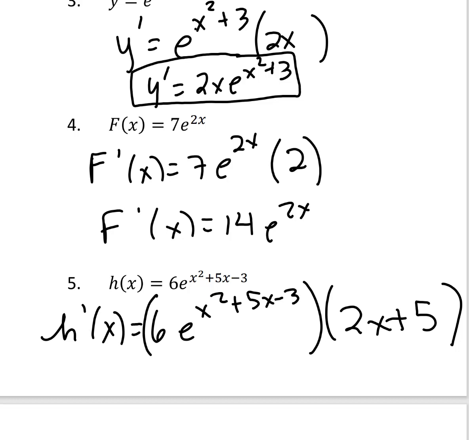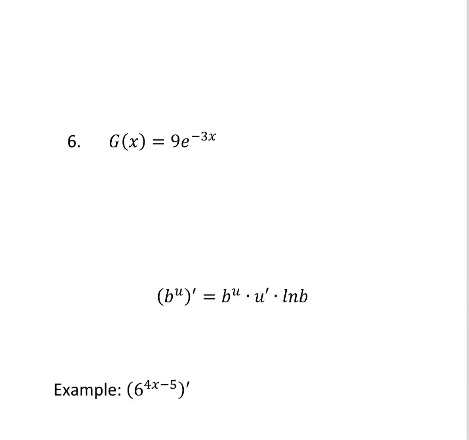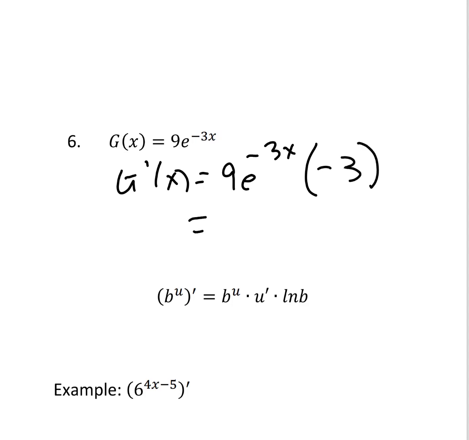We'll stop right here. Let's try g of x is 9e to the negative 3x. G prime of x is 9 e to the negative 3x, then I take the negative 3x, derivative is negative 3. 9 times negative 3, negative 27 e to the negative 3x.